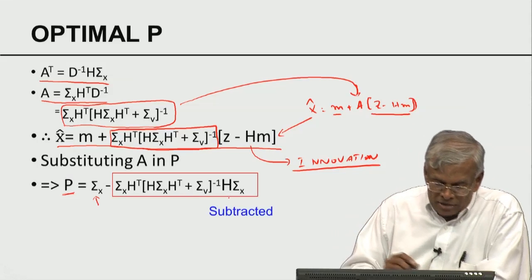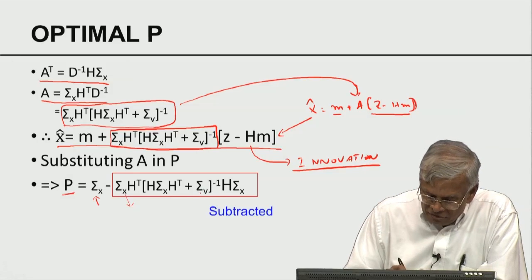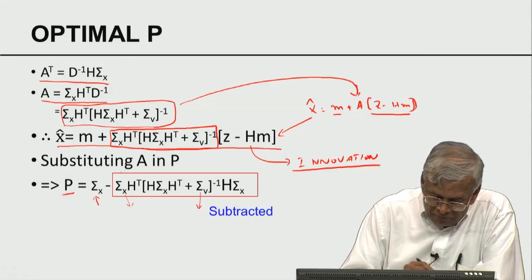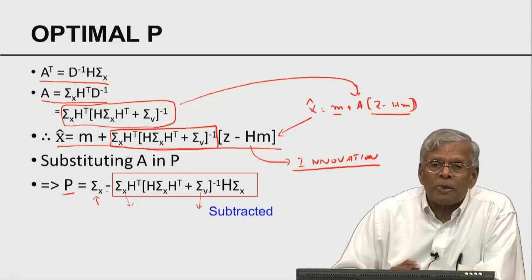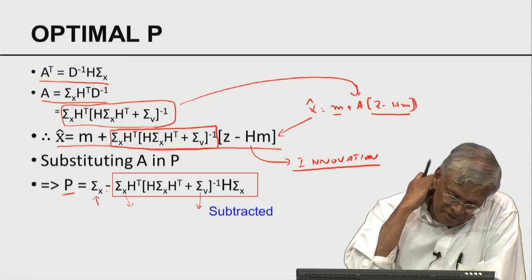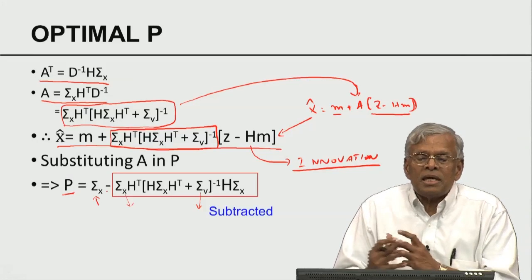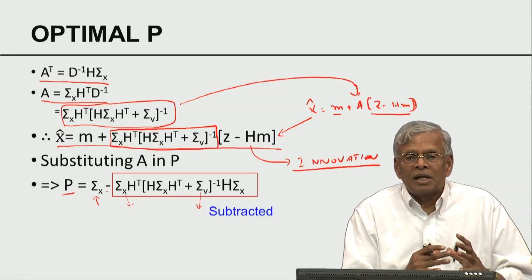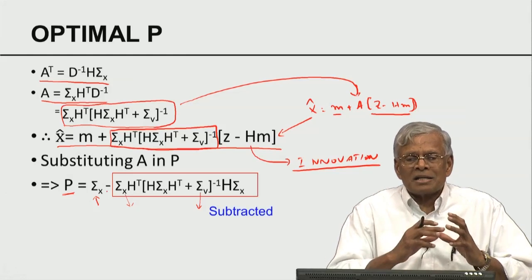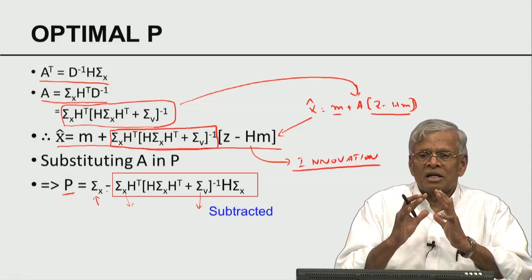Now look at this. Sigma x is the covariance of the prior, sigma v is the covariance of the noise. So this whole term is a symmetric matrix. It is definitely a symmetric positive semi-definite matrix. I am subtracting a symmetric positive semi-definite matrix from sigma x. So the trace of P is less than the trace of sigma x. So by lessening the variance, I am going to improve the quality of the posterior mean.